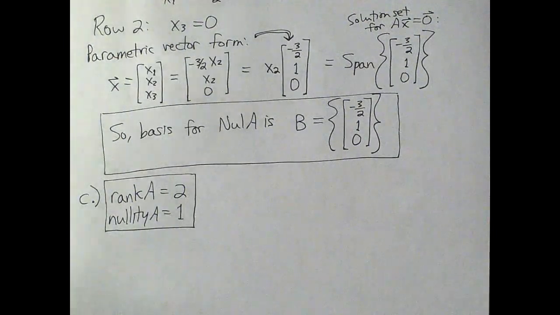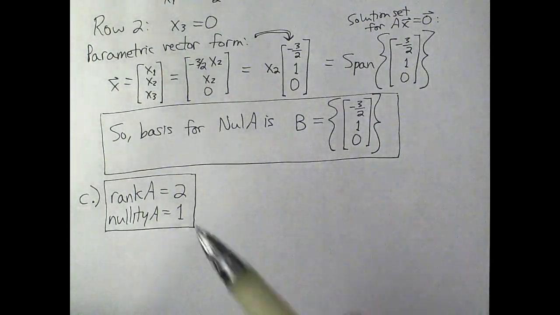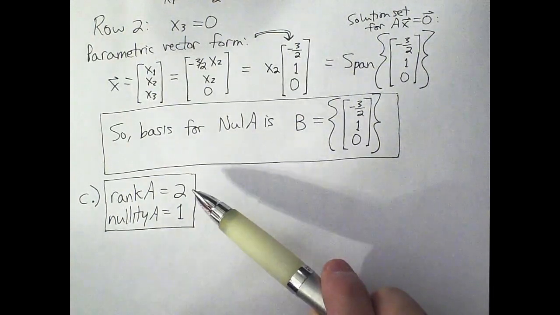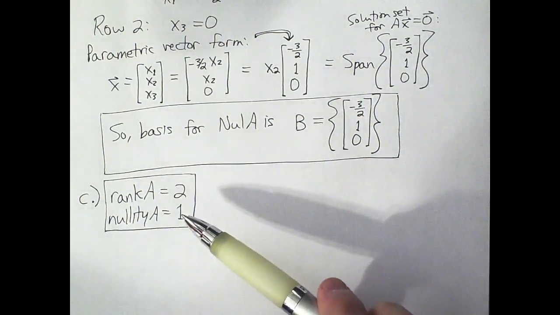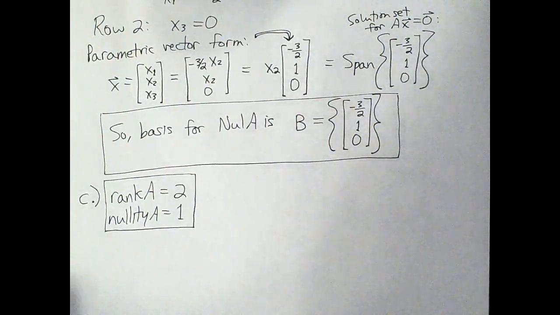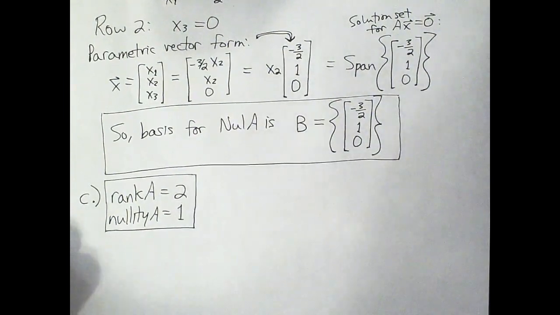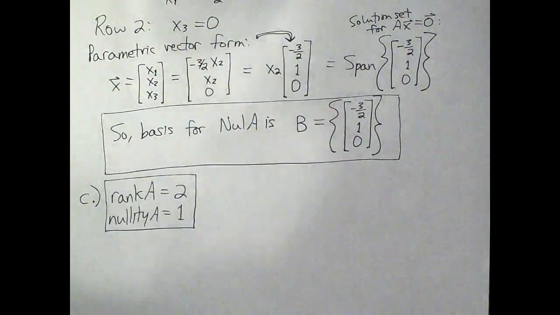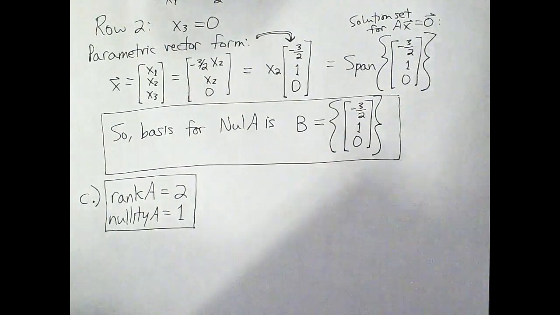So for this problem, we had a 2x3 matrix. We found a rank of 2 and a nullity of 1. Do you think that there's some relation to this? Here, I've got something to show you.